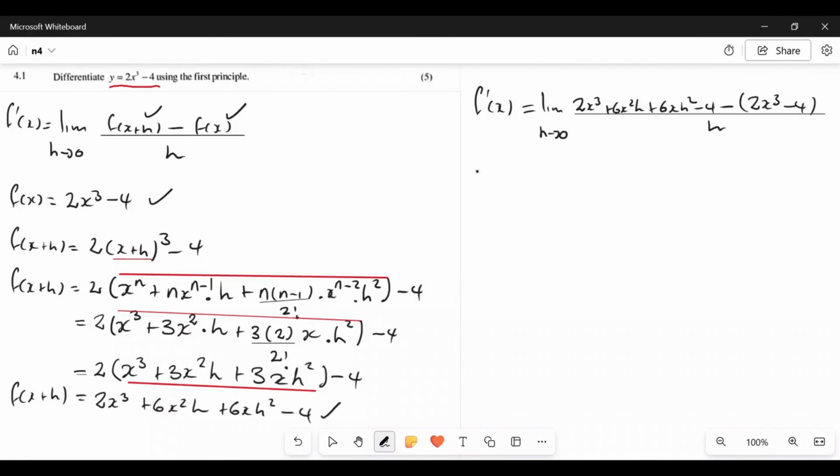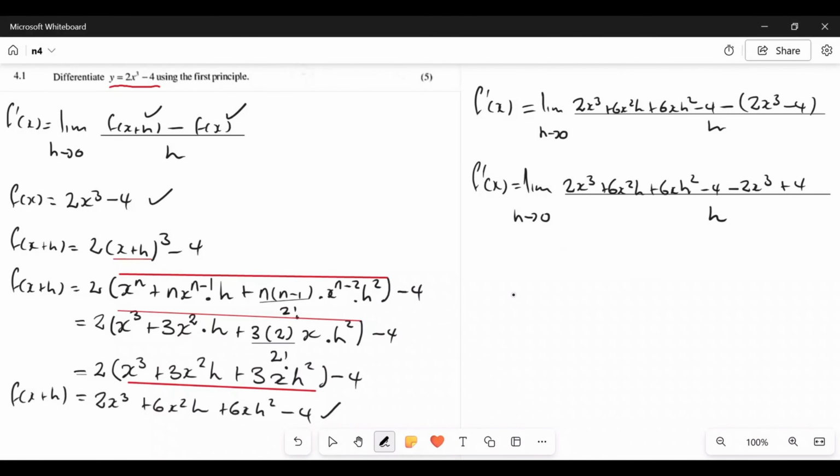If you continue like this, we're going to have f prime of x equal to the limit as h approaches 0. Unfortunately, for f of x plus h, we're not going to do anything. We're going to write it as it is: 2x cubed plus 6x squared h plus 6x h squared minus 4. We're going to get rid of this bracket and multiply by the -1 before the bracket. So -1 times 2x cubed is minus 2x cubed, and -1 times -4 gives us positive 4. There we go. And then we divide by h.